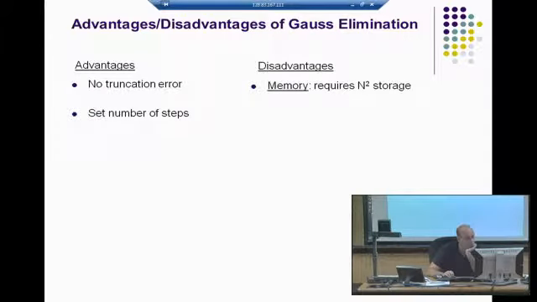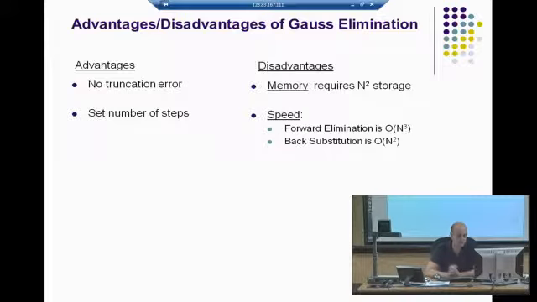And there are some advantages. There's no what's called truncation error. It gives an exact answer, assuming that you don't lose any digits. If you use fractions, you'll get an exact answer. There's a set number of steps. It's very repeated, and you know exactly how many steps to use. Some disadvantages: it takes up a lot of memory, and the speed is very slow.